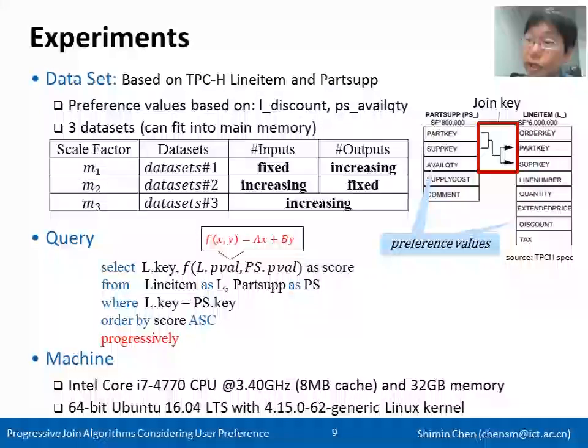We generate three datasets: the first fixes the input size while increasing the join output size, the second fixes the output size while increasing the input size, and the third increases both the input and the output size. In this way, we can vary the fraction of time spent in join and in sorting and observe the behavior of different join algorithms.